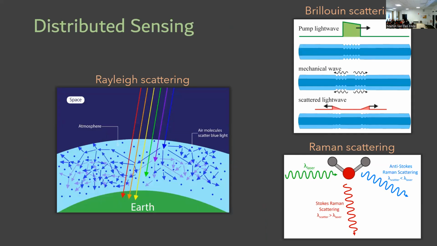And when it comes to distributed sensing, there are 3 types of scattering that we can use for different applications. The one that many of you will be most familiar with is the Rayleigh scattering, on which distributed acoustic sensing is based. This is also the same type of scattering that happens in the atmosphere. That's why the sky is blue, because blue gets scattered more easily than other wavelengths of light. But there are other types of scattering called Brillouin and Raman scattering that are inelastic scattering types. And I'll just go through them one by one.